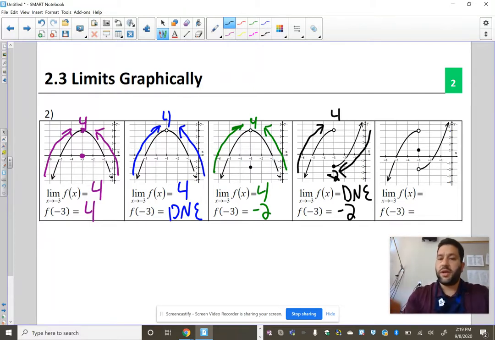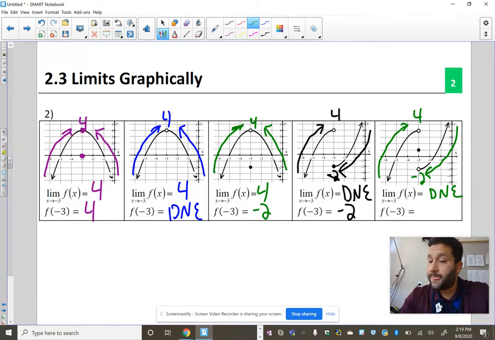Now, let's take a look here. Okay, in this situation, when we approach -3 from the left, we get a y value of 4. When we approach it from the right, we get a y value of -2. So we do not have a limit, no limit. But f of -3 here isn't even really on those two graphs. It's a point all by itself at 1.